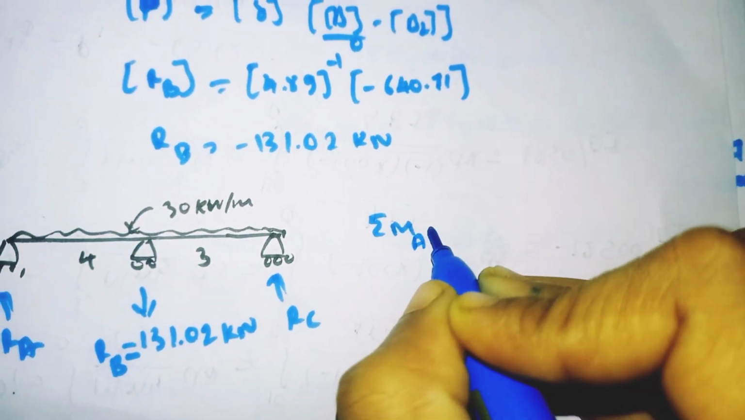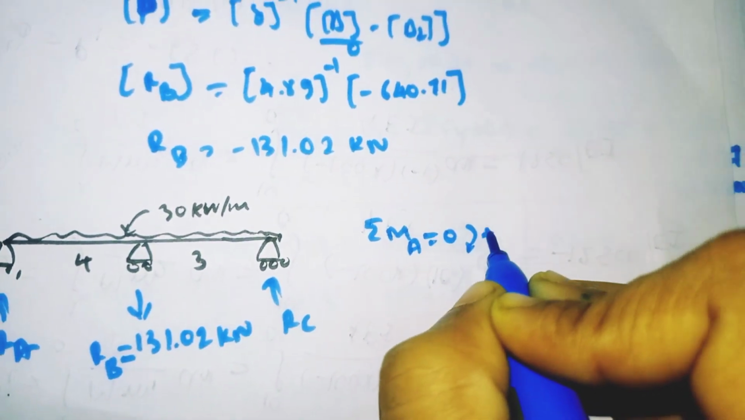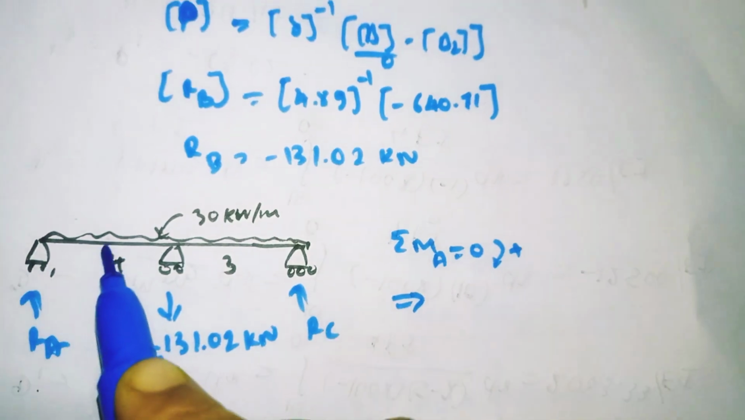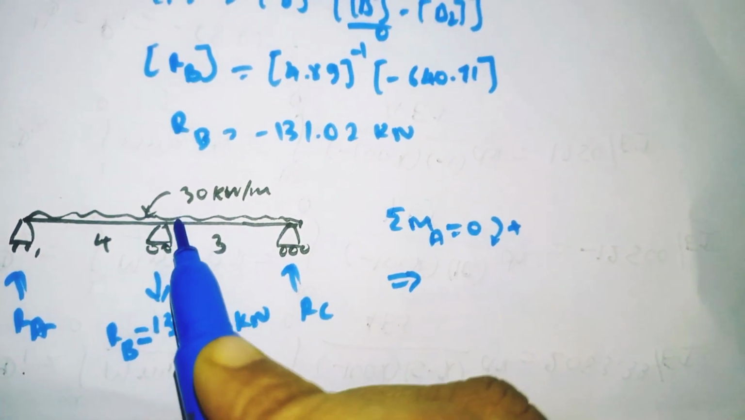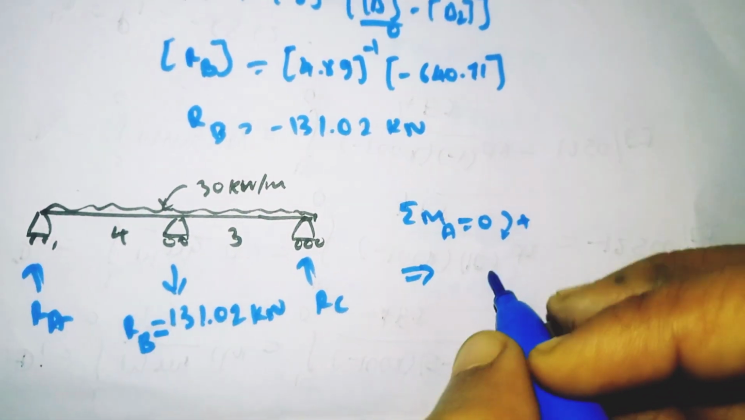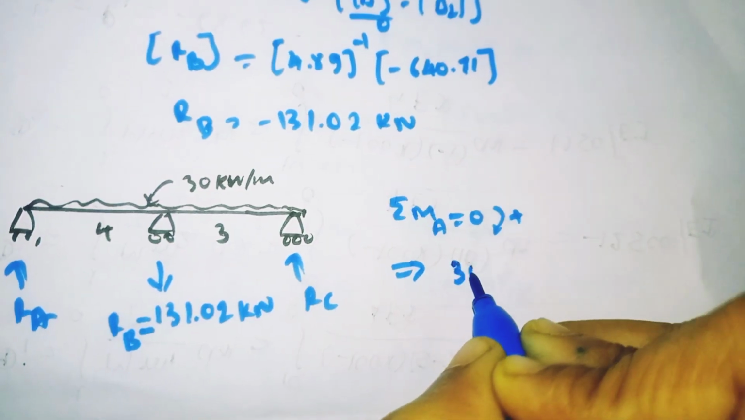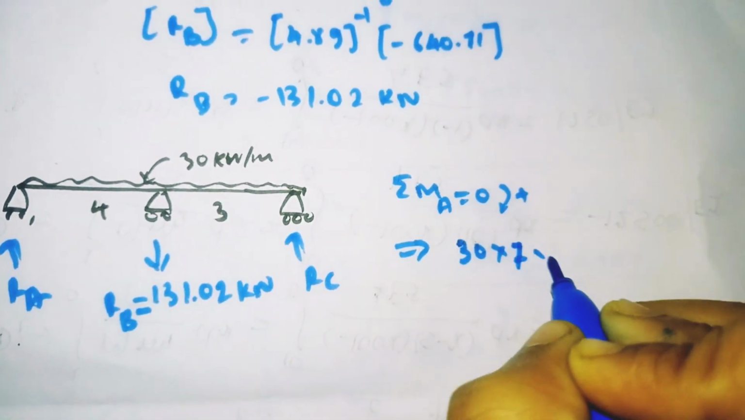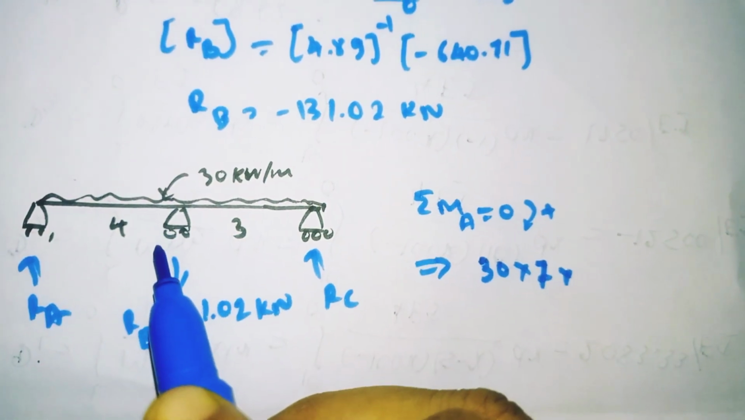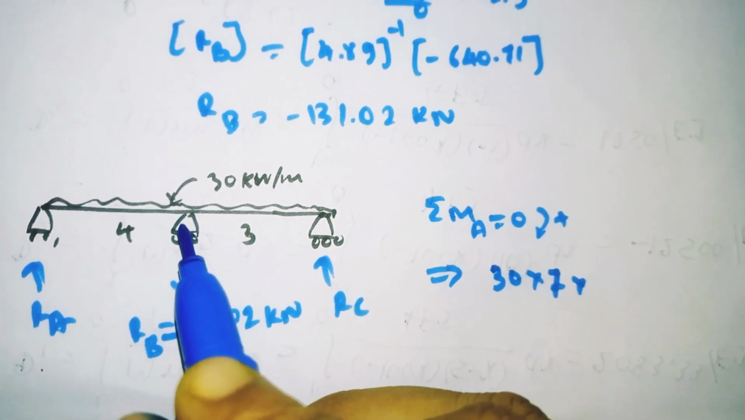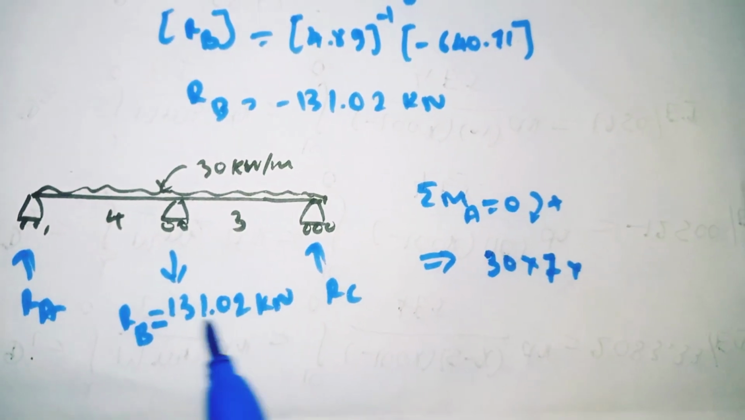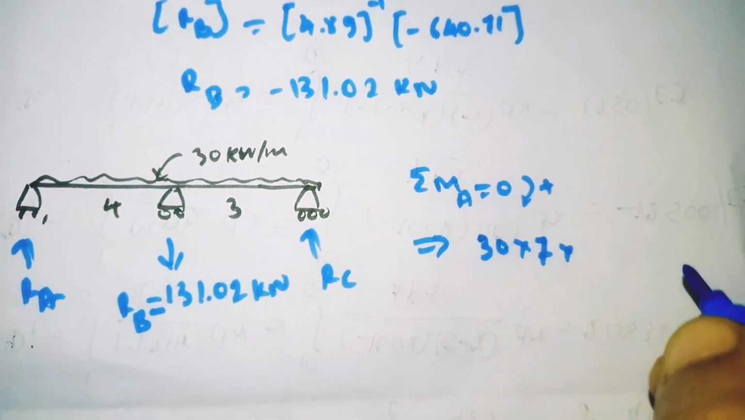summation of moment about A is equal to 0. Clockwise we need to take as positive. So I will write here. So UDL is acting, so it is moving clockwise. We need to take the positive. So 30 into, at a distance from here to here is 7, into UDL always acts at the distance of L by 2, or half of the distance. Half of the distance is nothing but 7 divided by 2. 7 divided by 2 is nothing but 3.5.